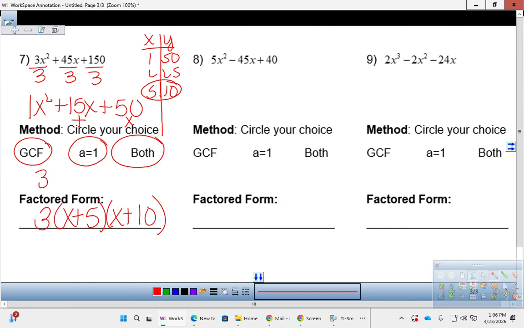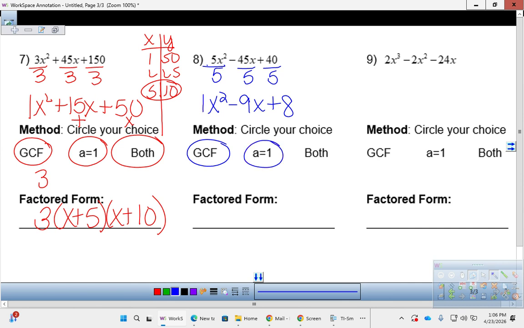This one's pretty similar. It's 3 terms, which makes me think it's a equals 1, but a doesn't equal 1, a equals 5. So the first thing I have to do is take out a GCF. And if I do a GCF between all of these things, it would end up being 5. The GCF of 5 and 45 is 5, and then 5 and 40 is also 5. When I divide the 5 out, I end up with a trinomial where a is 1.